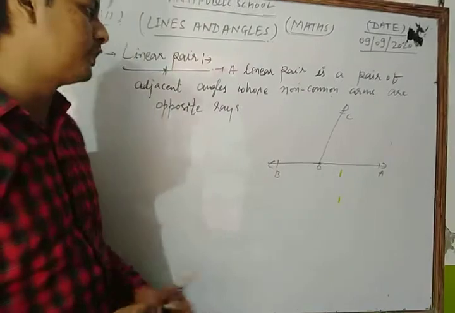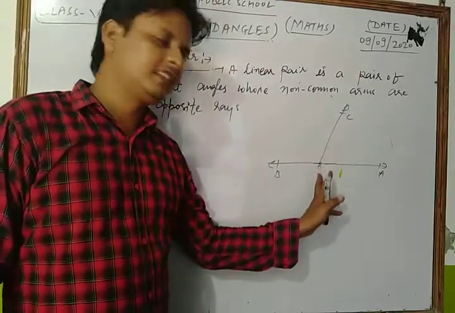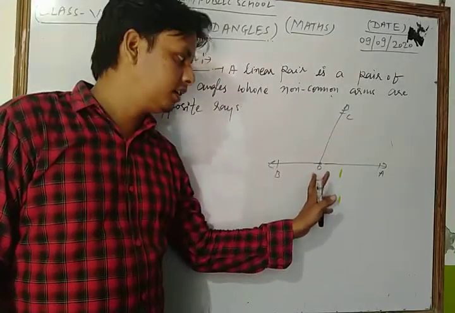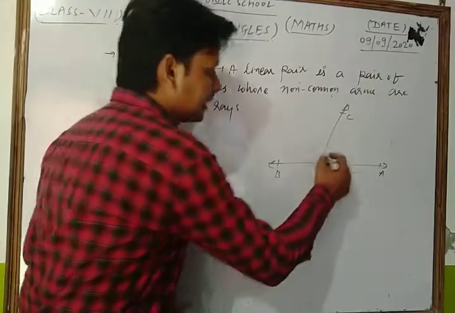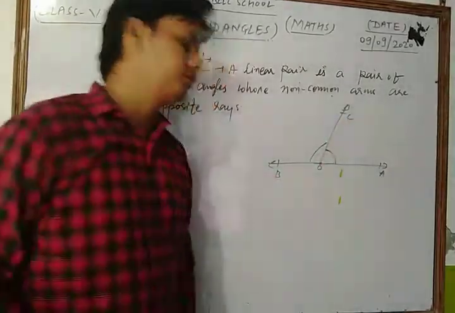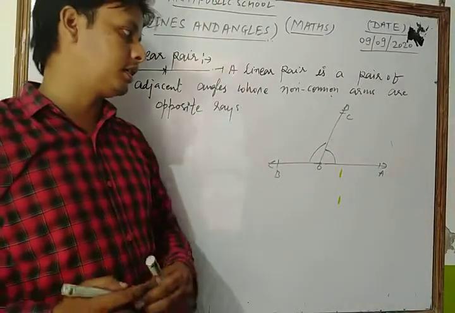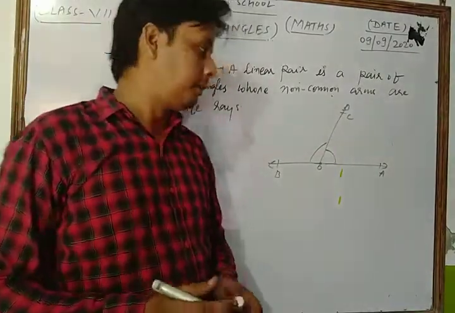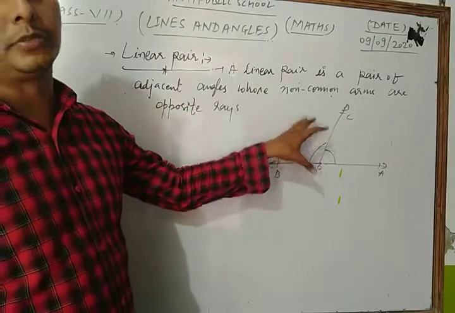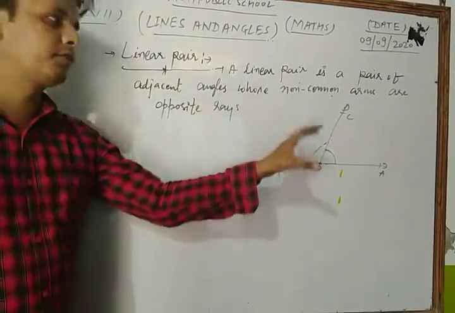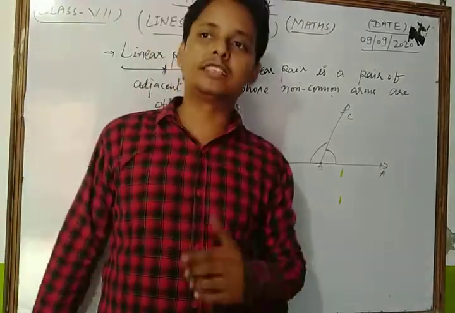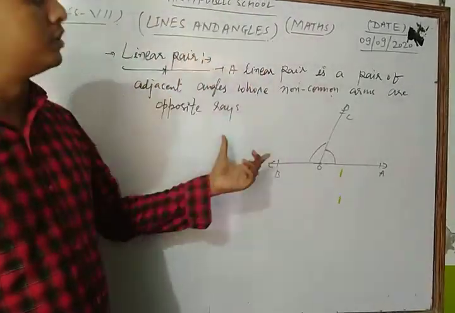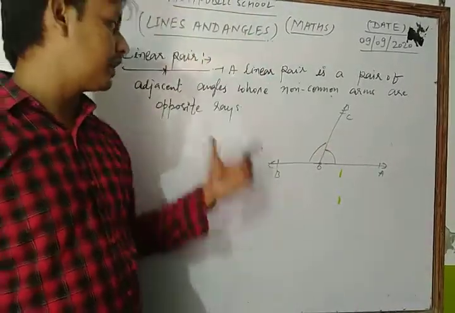Look, dear students, here this is also an adjacent angle because they have the same vertex. The angles have the common arm OC, and their non-common arms are on opposite sides of the common arm. But dear students, this is a linear pair because, according to the concept of linear pair, a linear pair is a pair of adjacent angles whose non-common arms are opposite rays.